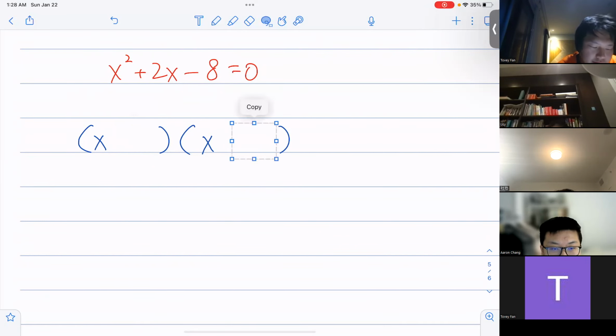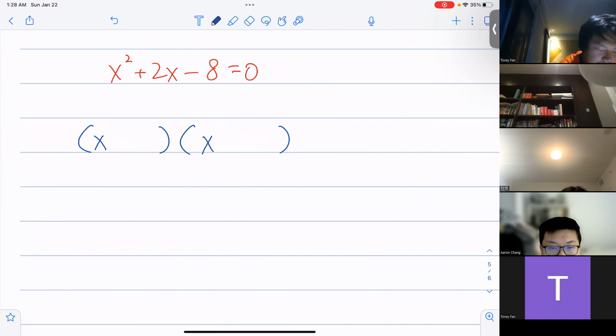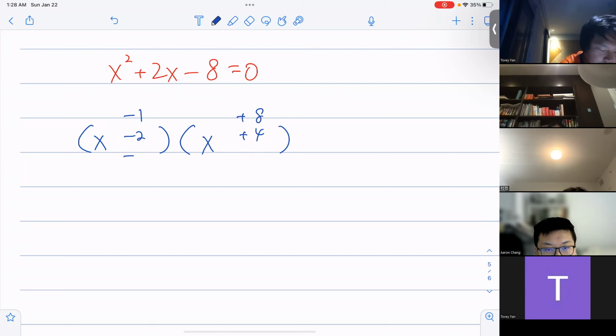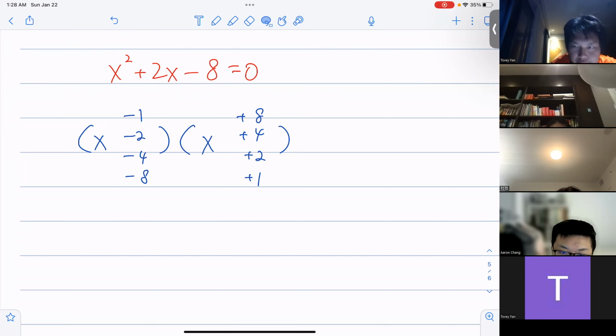this number and this number, they should have a product of -8. That means you could do, say, -1 and +8. You could do -2 and 4. You could do -4 and 2, or you could do -8 and 1. That's basically all the possible choices here. Okay, make sense? I think by far it should be the same as whatever you guys learned. Now we have to choose between them.